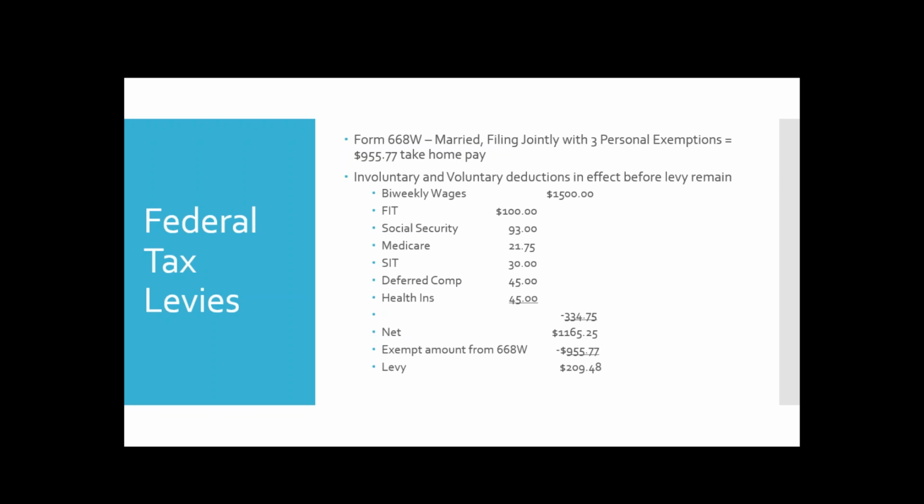So our biweekly wages are $1,500, and then we have all of our taxes and the deductions that were already in place. So our total to subtract from the wages is $334.75, and that gives us a net of $1,165.25. And from that, we subtract the $955.77 that is exempt from the levy according to the table that we just saw on the previous slide. So that leaves $209.48 for this federal tax levy amount.